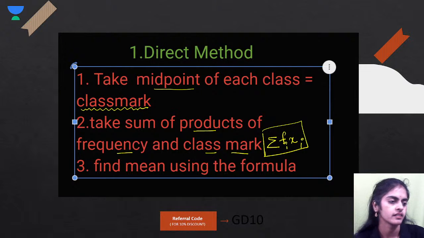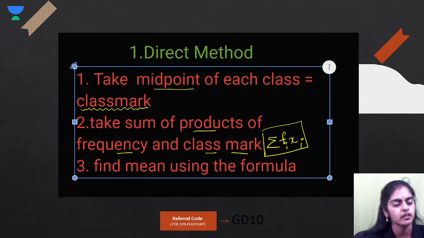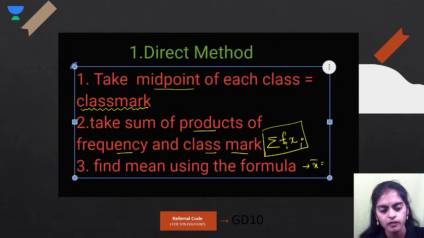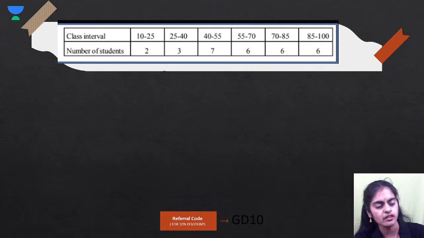Fine. So let's proceed to the next point now. These are the three basic steps which you are doing. First you are finding the midpoint, which is the class mark, and then you are taking the sum of the products of the frequencies and the class marks. Then you will use the mean formula. And what is the mean formula? Mean of the given data is sigma fi xi divided by sigma fi. Okay? So now, let's do one problem.